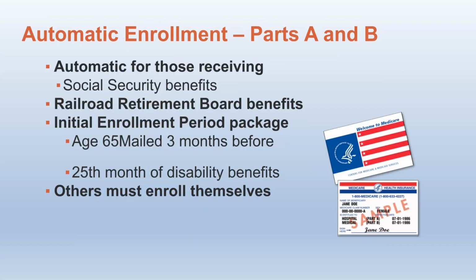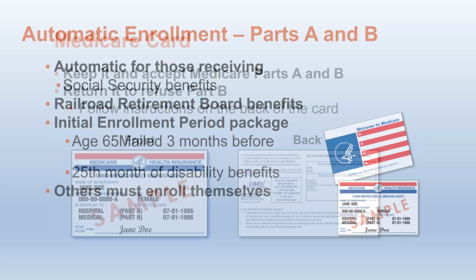Automatic enrollment for Parts A and B. Those receiving their Social Security or Railroad Retirement Board benefits will automatically be enrolled in Part A and B, and your initial enrollment period begins 3 months before your 65th birthday or the 25th month of disability benefits. Anybody else who doesn't fit into those two categories but is eligible for Medicare must enroll themselves, and we'll talk about how to do that shortly.